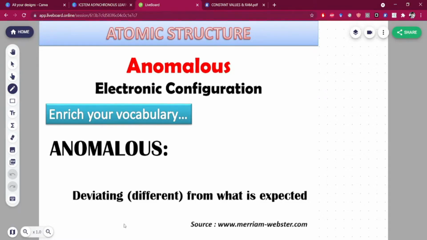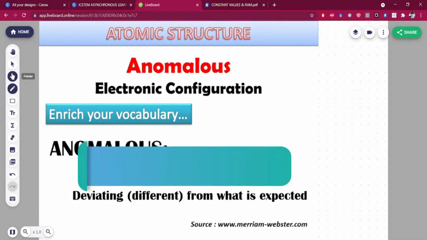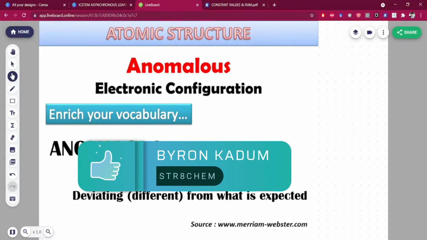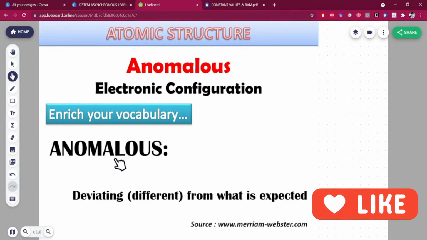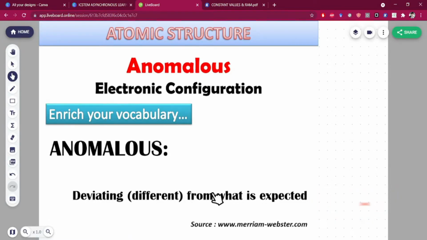In this video, we look at the two anomalous cases for electronic configuration. But before we look at those cases, it's better for us to get to know what it means by anomalous. Anomalous is defined as deviating or being different from what is expected.